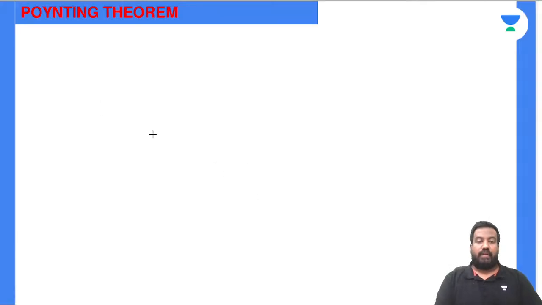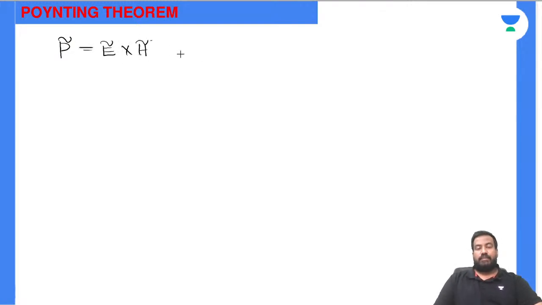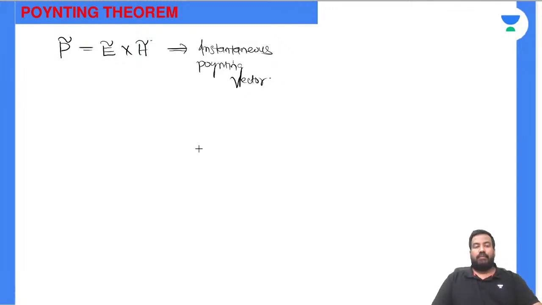Therefore, from this we can write that power density is given by P is equal to E cross H. This P is called the instantaneous Poynting vector.